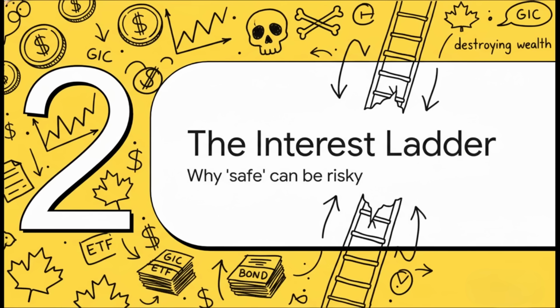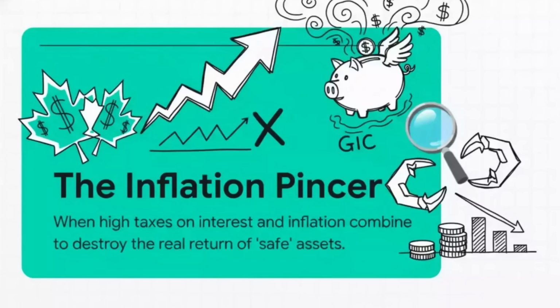Now let's move to the second quadrant of our grid. Fixed income, bonds, GICs, high interest savings ETFs. This is where the safety mindset destroys your wealth through a mechanism I call the inflation pincer.